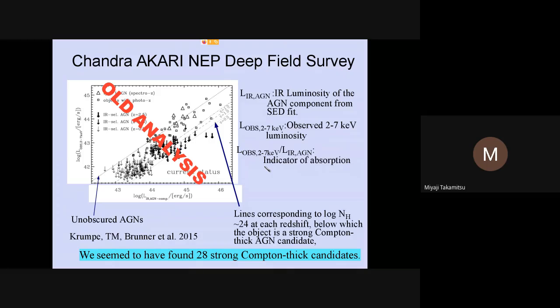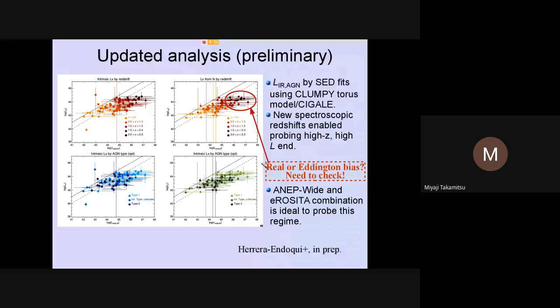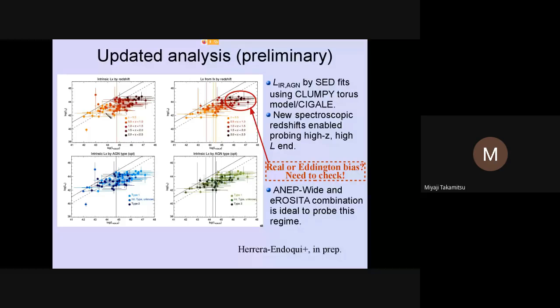Now our postdoc, Martin Herrera Endoq, has been re-investigating this. On the infrared side, he made the Nenkova CLUMPY model module for CIGALE, and he got this infrared AGN luminosity. And then there are more spectroscopic redshifts available. This is what we get right now.